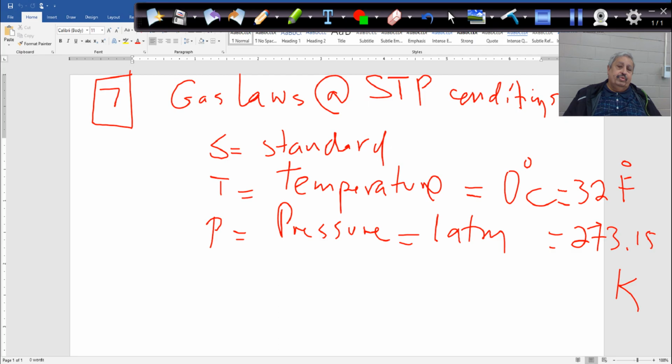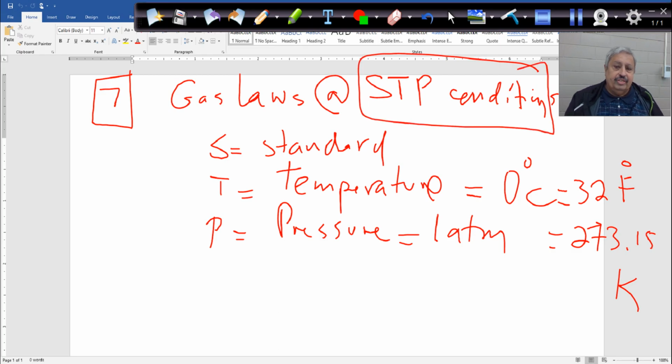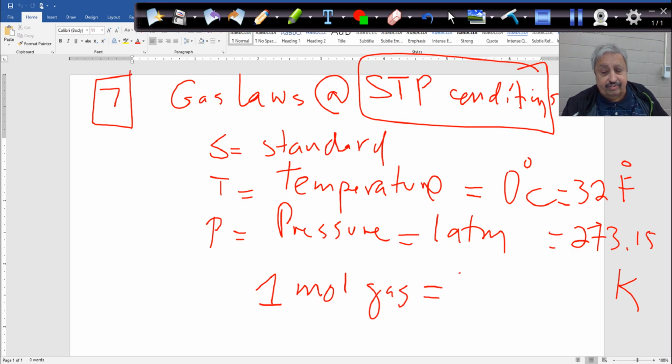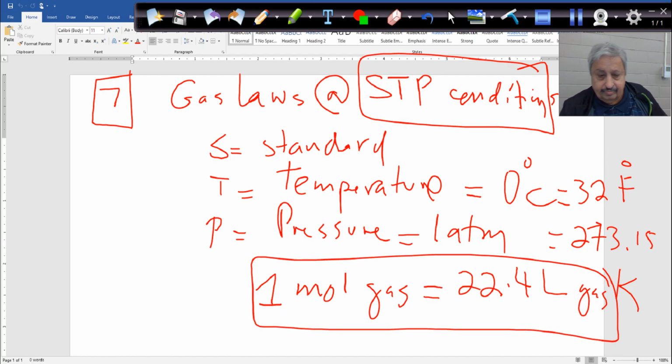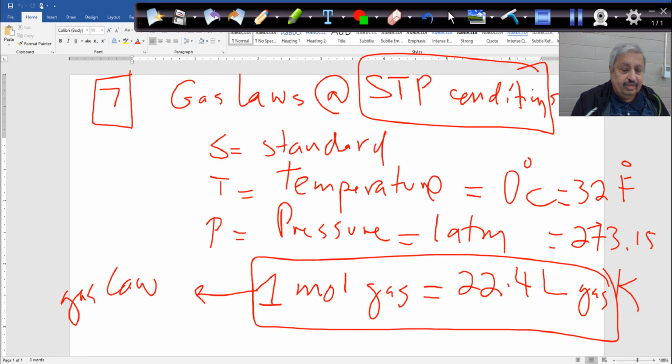So we have gas laws, they use general conditions, but sometimes we can put specific conditions on those gas laws, then we have another law. So in this law here, guys, look at that. 1 mole of gas will always give me 22.4 liters of the gas. This is the law here. Gas law here. 1 mole of a gas will give me 22.4 liters of the gas.